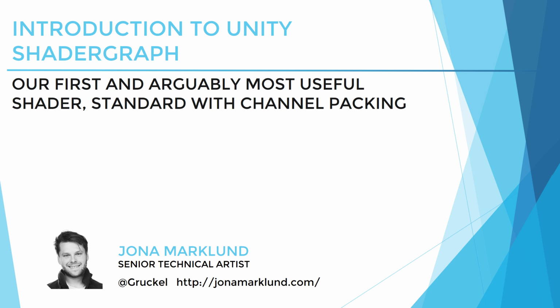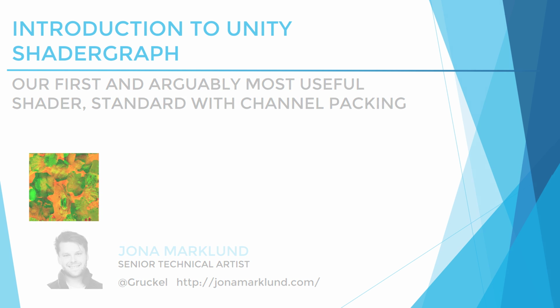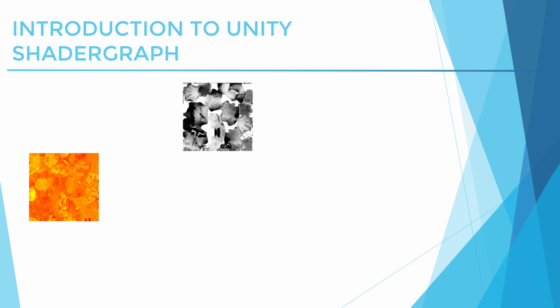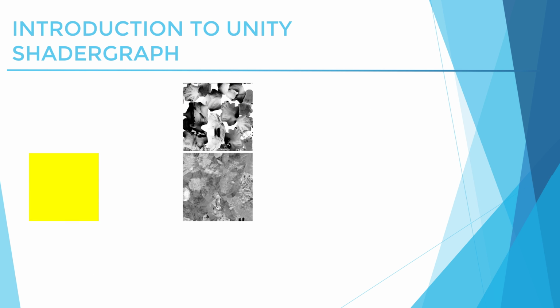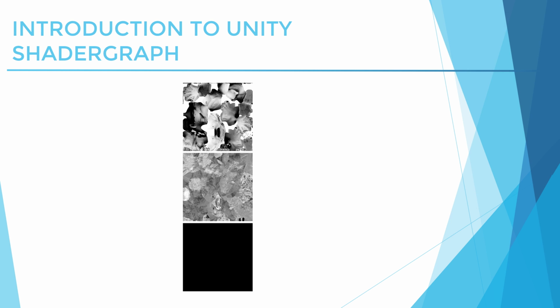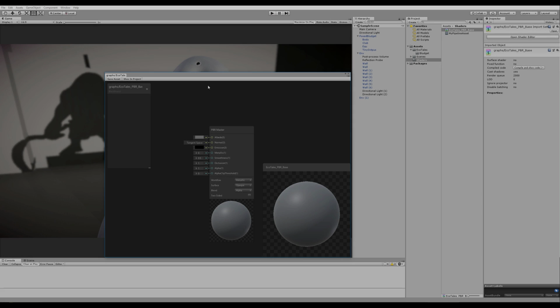We will be creating our first and arguably the most useful shader you might ever create. It's a standard Unity shader, but it utilizes channel packing, which means that we have ambient occlusion in our red channel, roughness in our green channel, and metalness in our blue channel. This way, we save ourselves two entire textures.